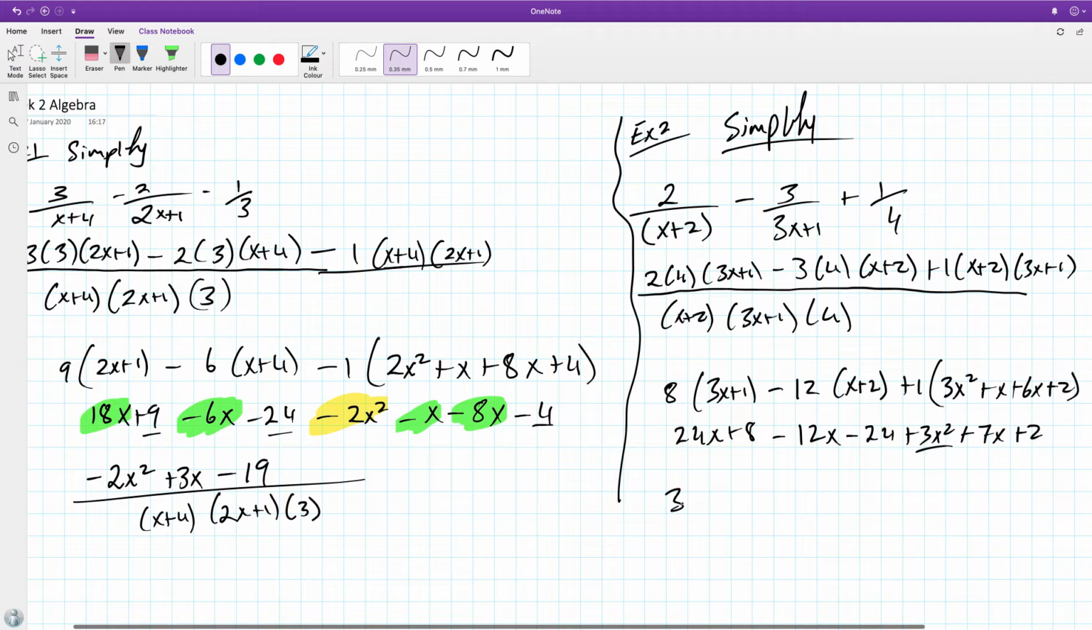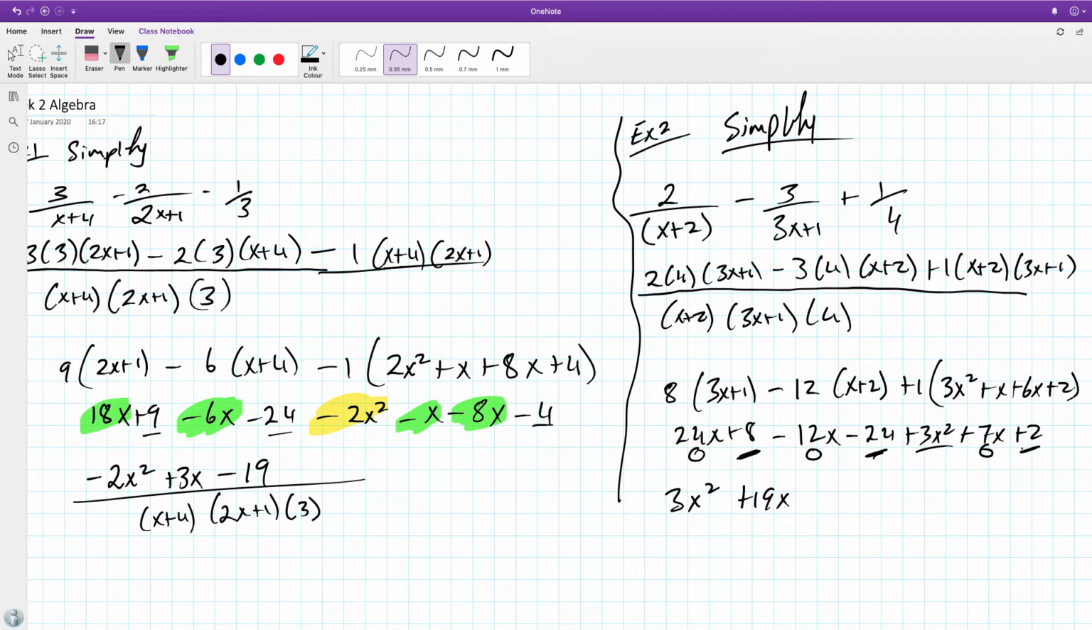3x squared out the top. 24x minus 12x plus 7x is 12x plus 7x, which is plus 19x. You have 8 minus 24 and plus 2: 8 and 2 is 10, away from minus 24 is minus 14. Is that alright? All over x plus 2, 3x plus 1, and 4.